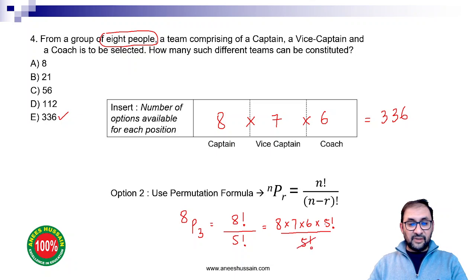So the 5 factorials cancel out, and you're left with 8 into 7 into 6, which gives you exactly 336, what we got in the first case as well. So both options are equally valid. You can use either method that you like. I hope this is clear to all of you.